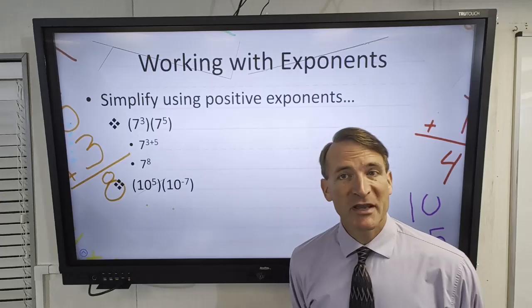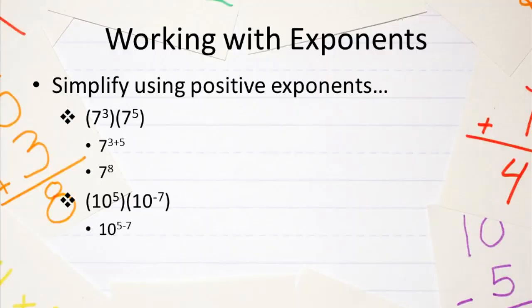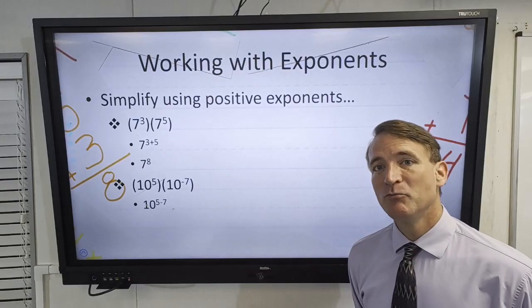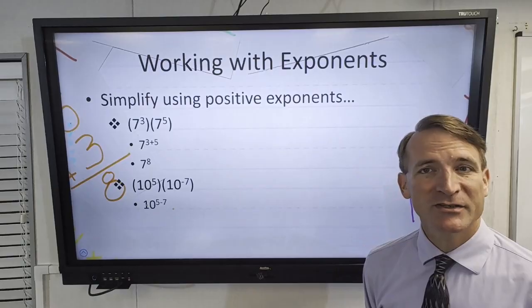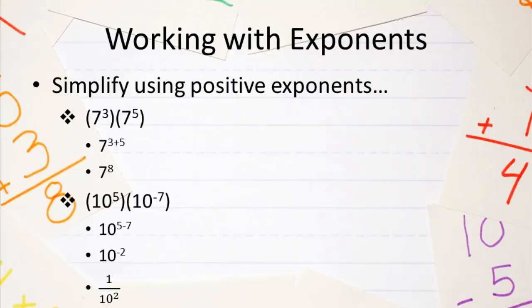Once again, these are like bases, so I'm going to add their exponents. I have 5 plus a negative 7. That gives me 5 to the negative 2 power. Now, according to the instructions, I wanted positive exponents. This is a negative exponent. So that tells me I need to move my 10 down to the denominator and change its exponent to be positive. So that is going to make it 1 over 10 squared.